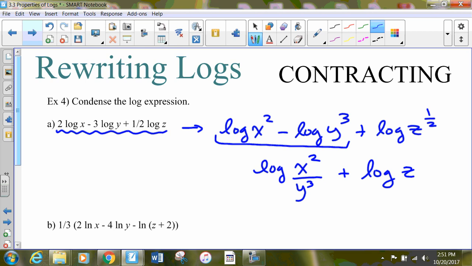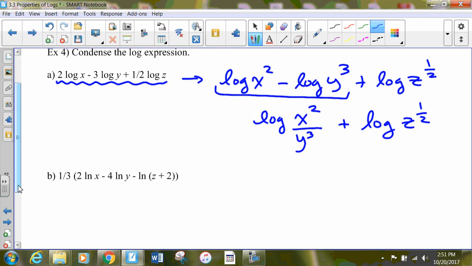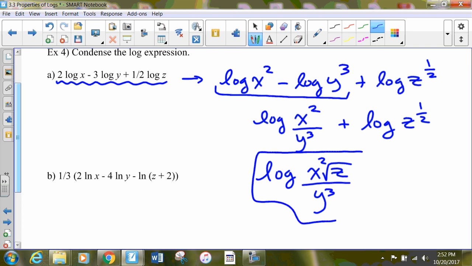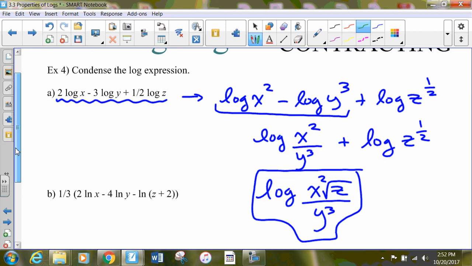We're going to bring down that. And then we can rewrite this as, since we have a plus, x squared over y cubed times z to the 1/2. So if I'm going to multiply that, this is what it's going to look like. I'm going to also switch that to square root. Hopefully you don't mind that. And we're done.